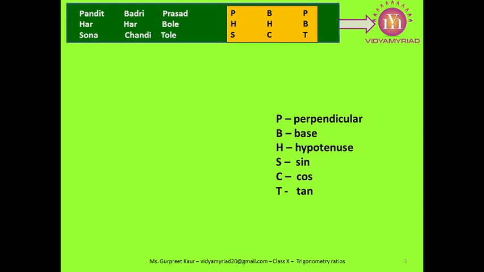Here P means perpendicular, B means base, H means hypotenuse, S is sine, C is cos, and T is tan. Basically in trigonometry we do 6 trigonometry ratios. Now at present we are talking about 3 ratios, that is sine, cos and tan. And how are we going to do this?